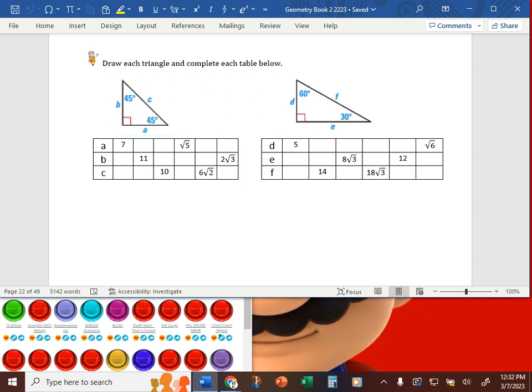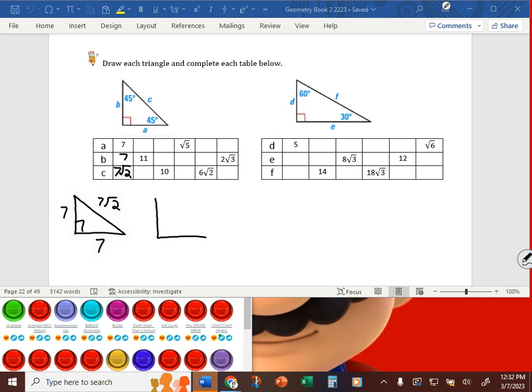So let's do the first one. If A is 7, and you can draw it down below here if you want to, what does that make B and what does that make C? Rowan: B is 7 and C is 7 root 2. B will also be 7, and C will be that value, 7 times the root of 2.